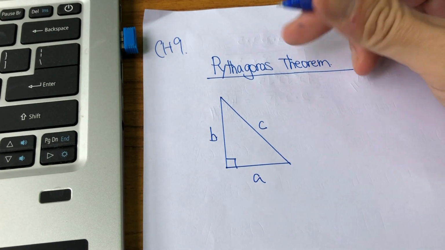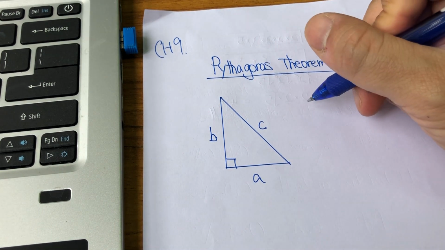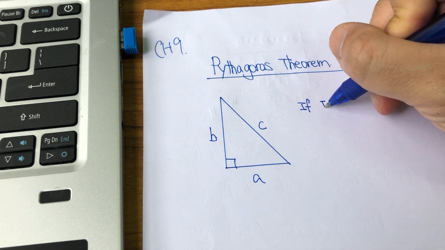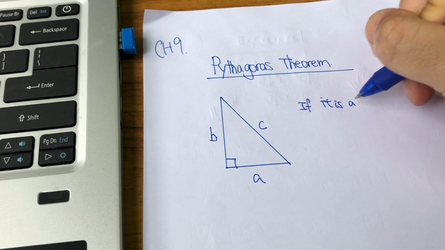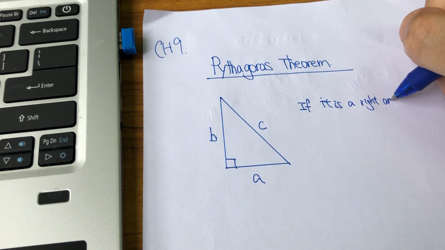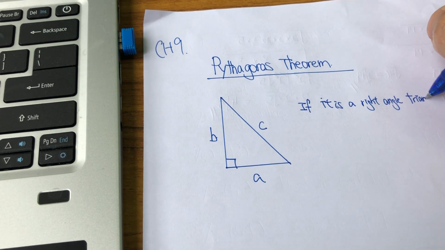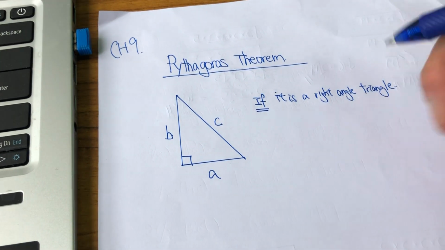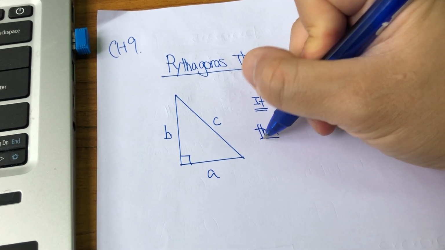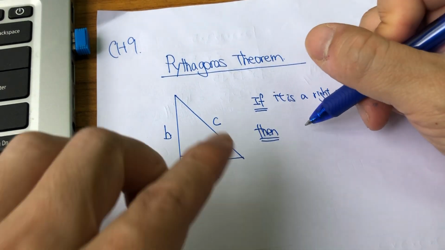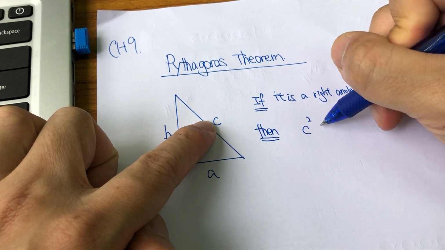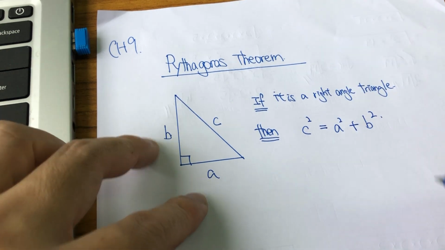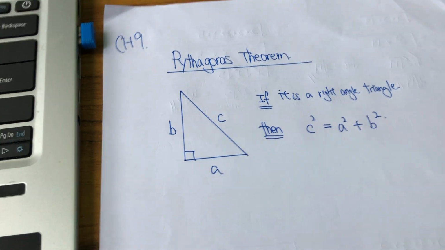Okay? So the Pythagoras theorem says that if it is a right angle triangle, then we have this result. We have the longest, the hypotenuse square equals the sum of the legs square. Okay, this is the Pythagoras theorem.